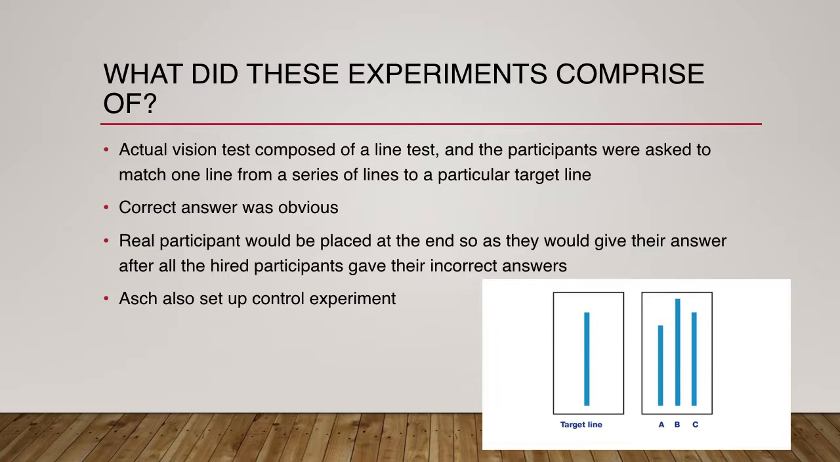Asch ran 18 experiments overall and manipulated 12 of the experiments for the hired participants to purposely give incorrect answers. He also set up an experiment where none of the participants were hired, so that all the participants in the experiment would be real participants. He used this as a control experiment.